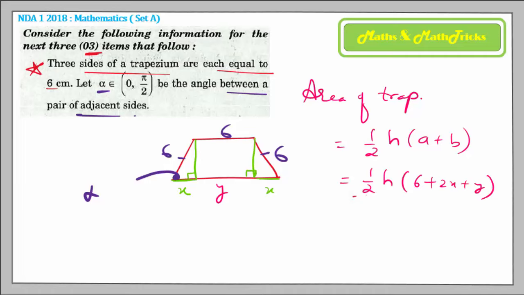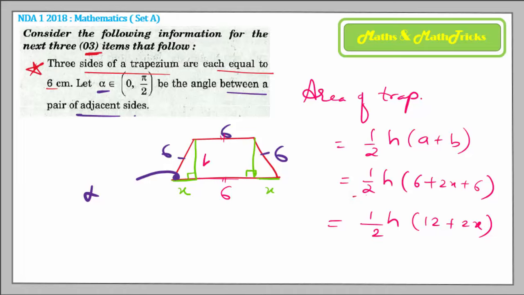I have to find out the values of h, x and y so that I can get the area properly. This y, yes, y is 6 only, right? Why am I taking y as 6 only? I can see here there is a rectangle form. This 6 is equal to this opposite portion 6, so this much is 6 only. So basically here only x and h are unknown. So half into h into 12 plus 2x, perfectly fine.